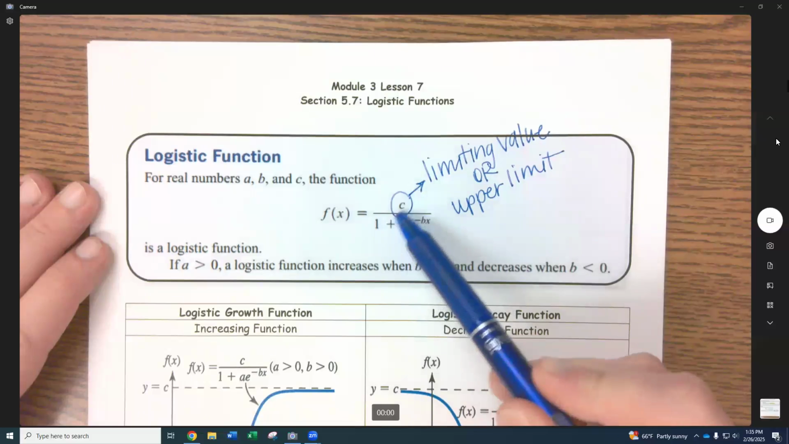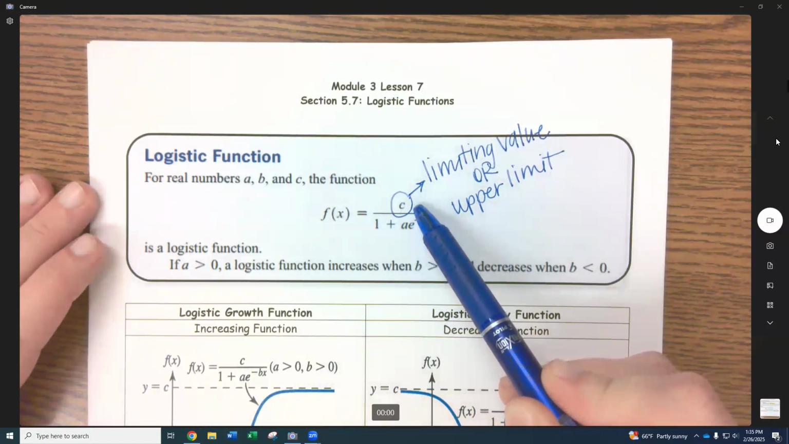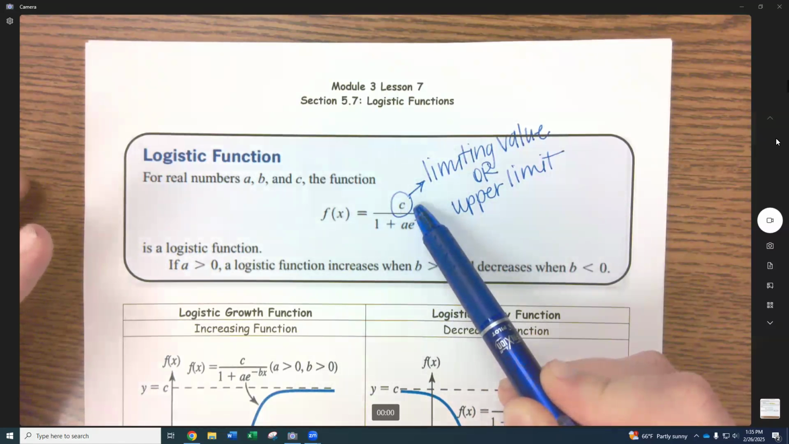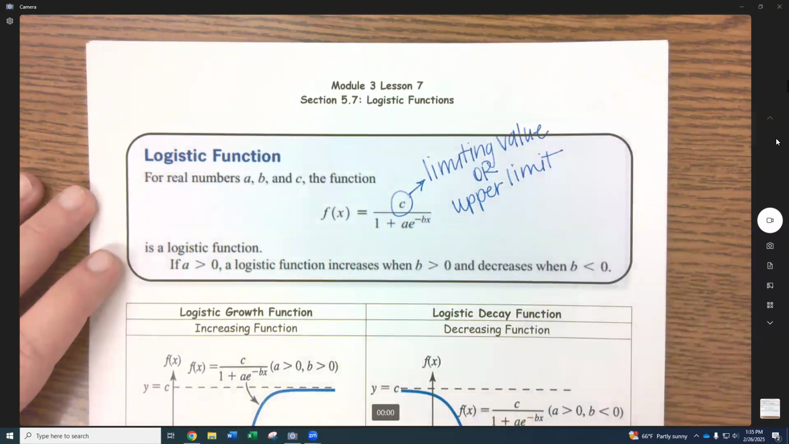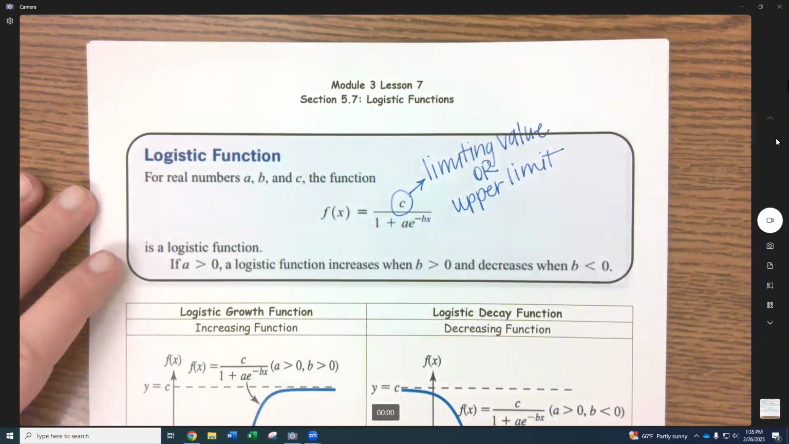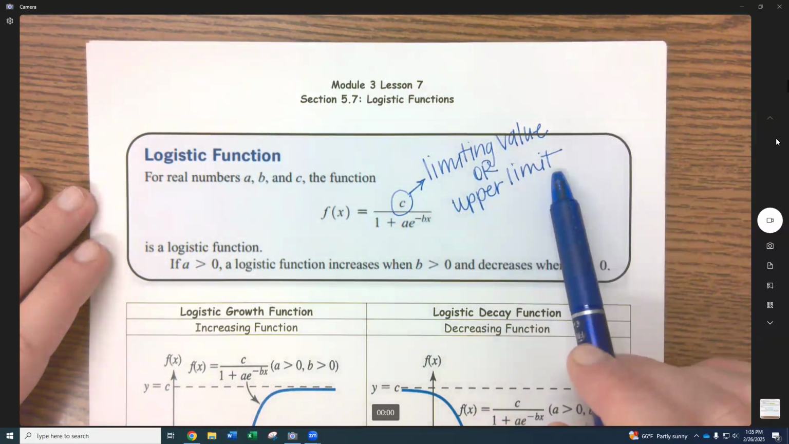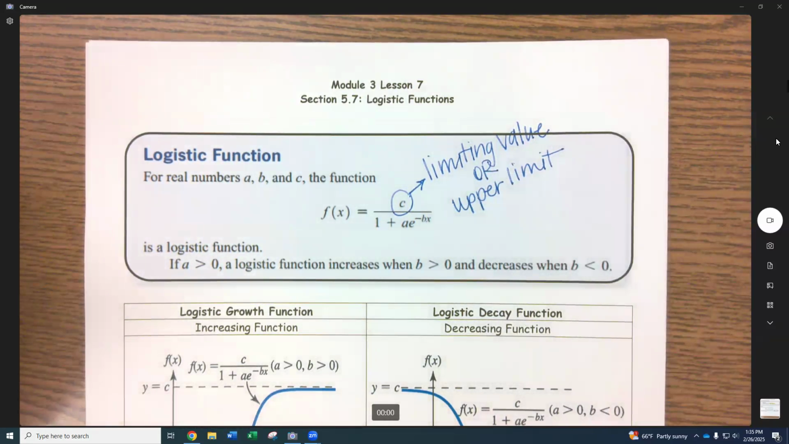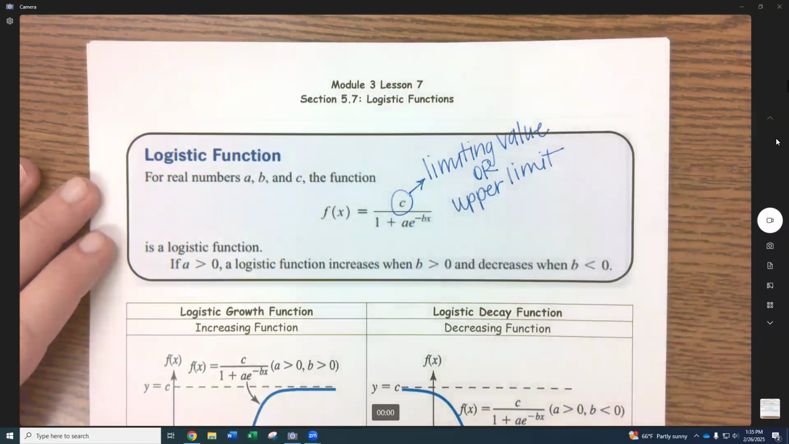You're always going to have some constant, some C up at the top, and we are going to place a lot of focus on that. That is called the limiting value or the upper limit. Other books call it other names like carrying capacity, but this book and your homework are going to refer to it as either limiting value or upper limit. Whichever terminology they use, they're asking for what this number is up at the top.